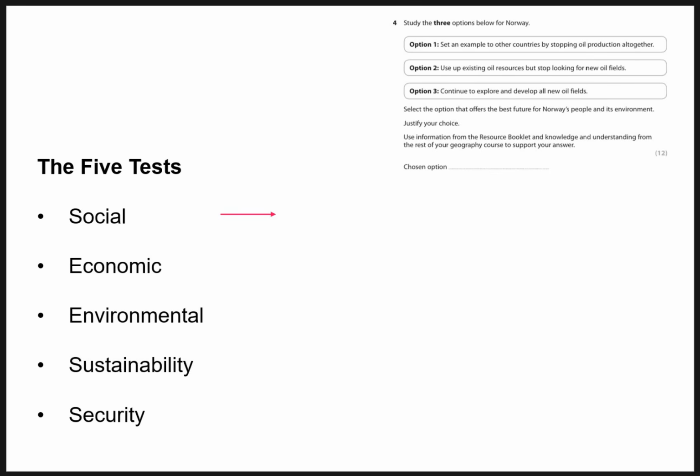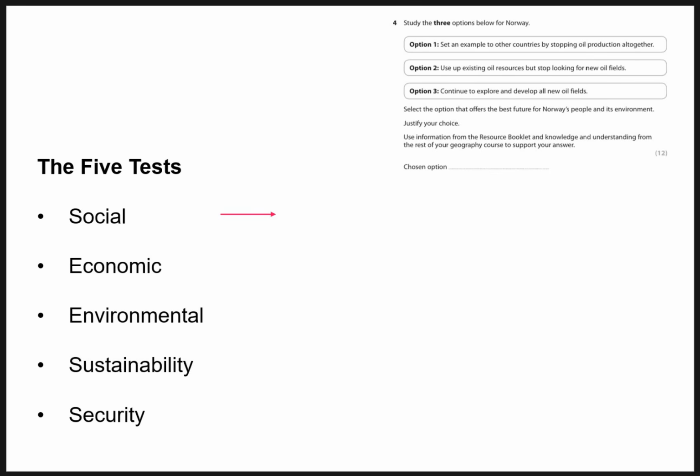So once we've applied these tests, we can start deciding which option offers the best future for Norway's people and environment. I know I haven't actually read the options for you. You obviously would do that in the first instance. However, this is just about the framework, getting ready for it.